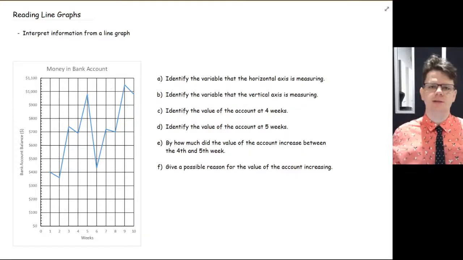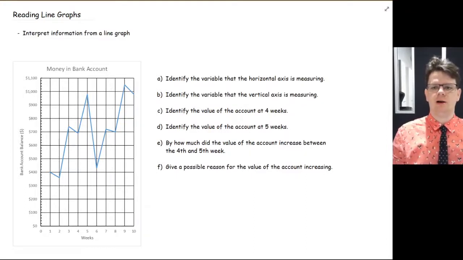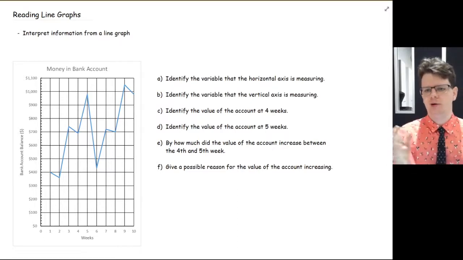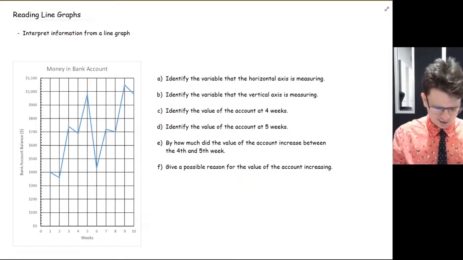Alrighty, good morning everyone. So today we're going to be having a look at reading line graphs. Now this is a really important skill. Line graphs come up all of the time and they're most useful when we're looking at time along the bottom and we're just looking at how something changes over time. So in this case we're looking at someone's money.